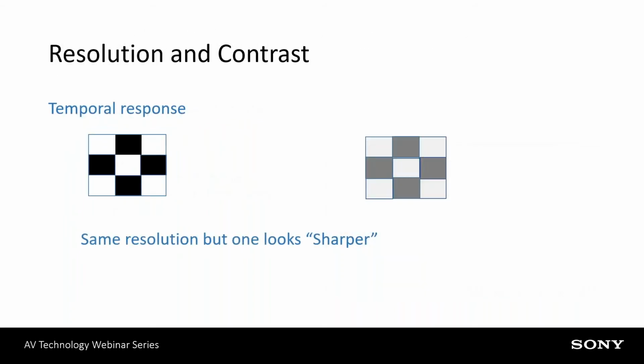Another interesting thing is contrast ratio. These are two very crude drawings, but essentially they are the same resolution, if you want to think of it that way. But the black-white versus gray-white looks much sharper, and some people would say that looks like a higher resolution signal because of the sharpness of that.